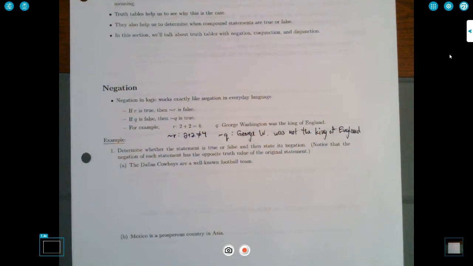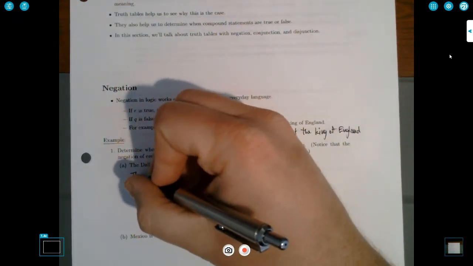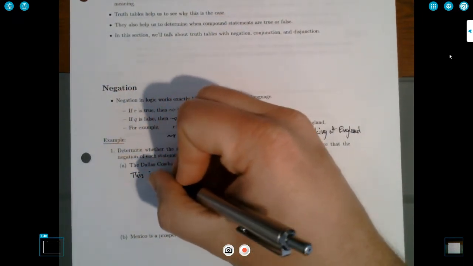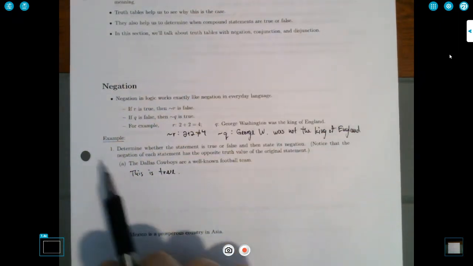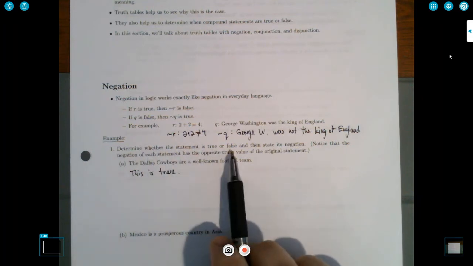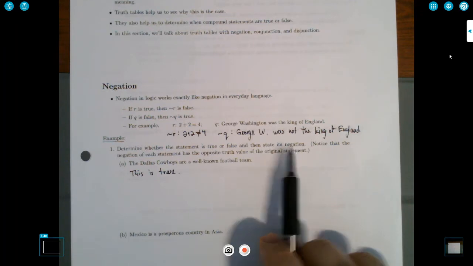Okay. So for example, let's determine whether the statement is true or false and then state its negation. Part A says the Dallas Cowboys are a well-known football team. I would say that's a true statement. I think most people, or at least most Americans, have heard of the Dallas Cowboys. So this statement is true. That's the first thing we're supposed to do, to determine whether the statement is true or false. Then the next thing we're supposed to do is state the negation of the statement.